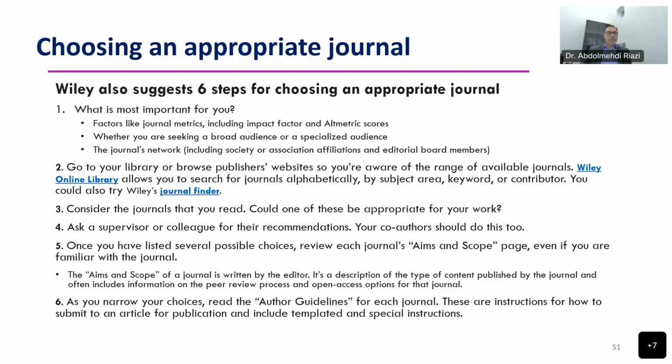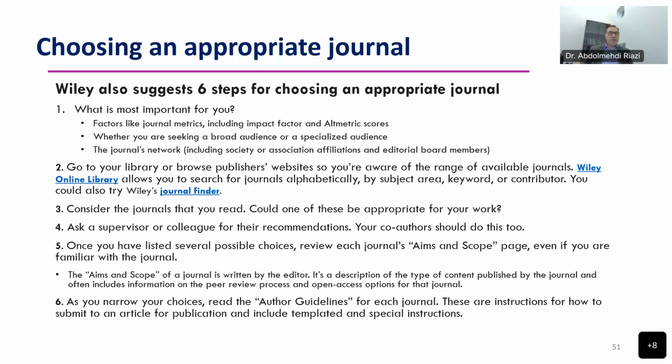And number 5, once you have listed several possible choices, you have shortlisted, for example, 5 journals, review each journal's aims and scope. Even if you are familiar with the journal, it's always important to check the scope and the aim of the journal, to avoid desk rejection.